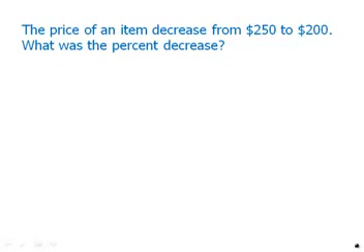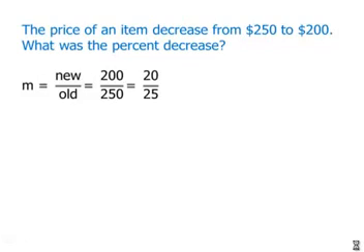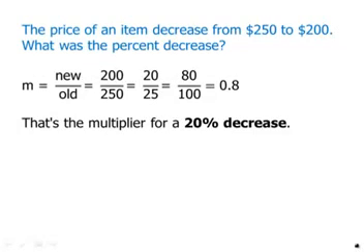The price of an item decreases from $250 to $200. What was the percent decrease? Well, again, we can use this ratio. Plug in 200 over 250, divide by 50, we get 20 over 25. We can also write this as 80 over 100. And of course, this is 0.8. That's the multiplier for a 20% decrease.